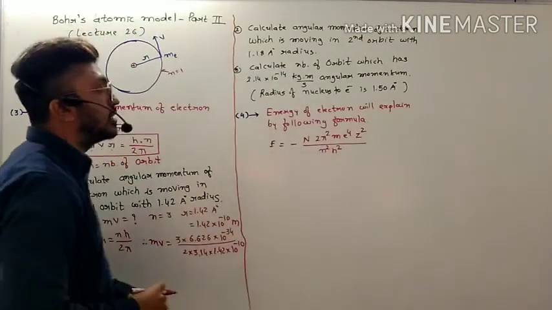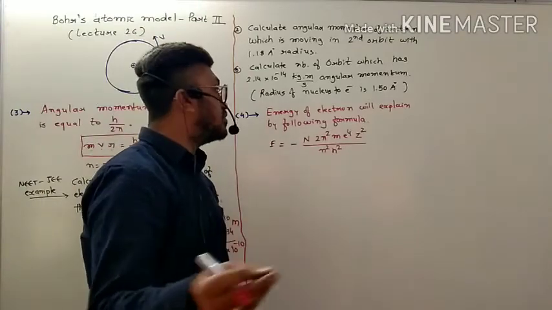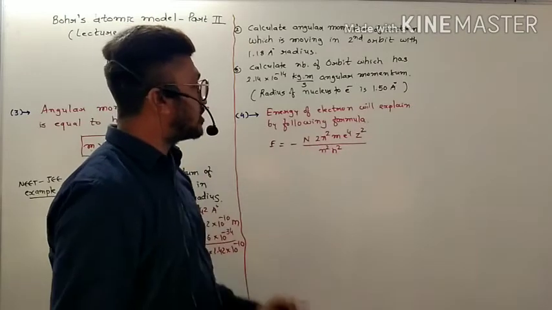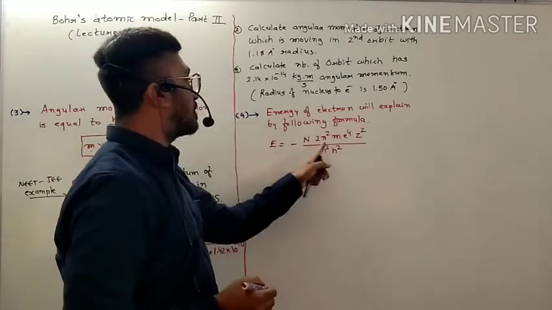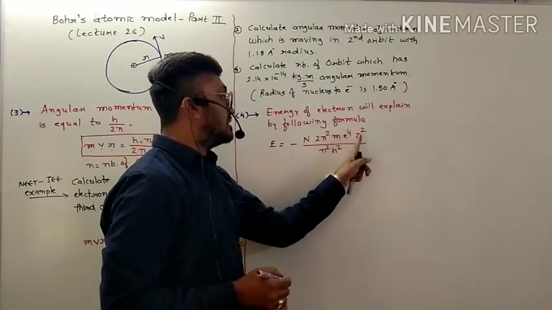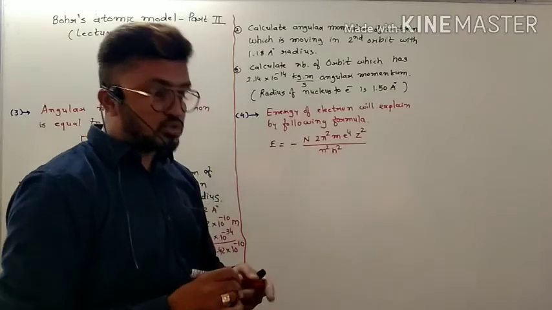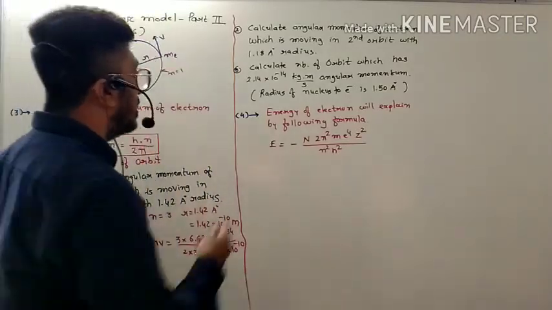Very long formula. How can we derive this formula? I will give you the answer of this question after some time, but the same day in this lecture. So the formula is here, E is equal to minus 2 pi square m e raised to 4 z square upon n square h square into N. We have written here N because we want to calculate energy in mole. That's why we are writing here N.